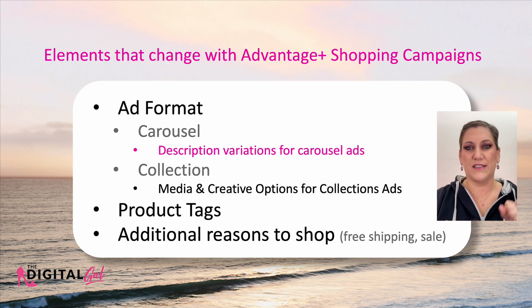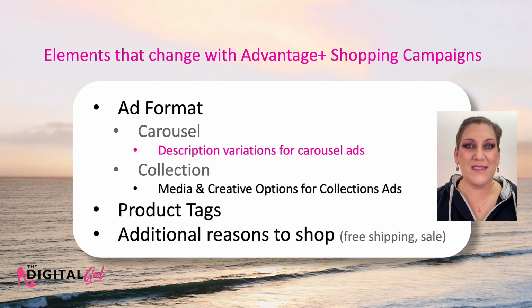Now, when you're using Advantage Plus shopping campaigns, your ads might change up a little bit, and there are some factors that might impact that. So, for example, the ad format. It might end up being a carousel, or it might end up being a collection, depending on which one Meta thinks is going to get the best response from the users that it's showing it to. And if it's using carousel ads, your descriptions might vary from carousel to carousel. And if you're using a collection ad, then the media and creative options might change out. So you don't have precision control over it. You're allowing the system to take some of that control, do the heavy lifting, and calibrate these ads to attract the best attention possible.